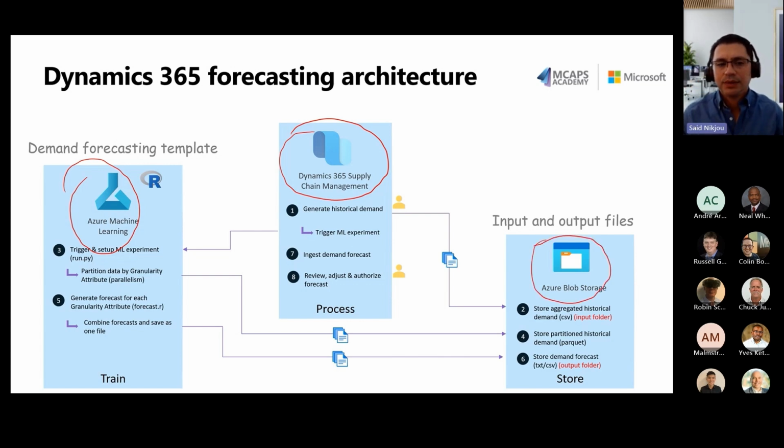On GitHub, you can find a repository developed by the product group that contains templates and scripts that you can use to set up your Azure environment and generate the demand forecast using Azure Machine Learning Service. To start the process, we need to generate in D365 a statistical baseline forecast. This action will trigger a machine learning experiment that sends the historical demand data file to an Azure blob.